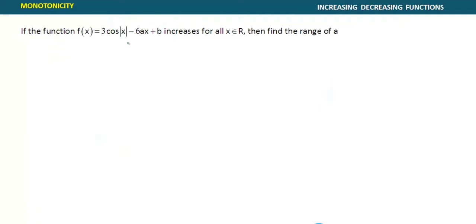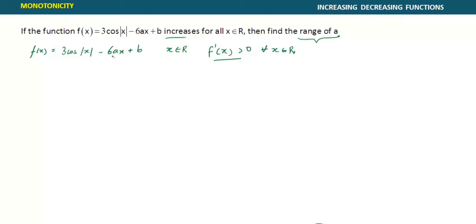Okay, so the next problem says that if the function is something like this, where f x is given to be 3 cos of mod x minus 6 a x plus b, so a is a parameter and b is also a parameter. This is given to be increasing for all x belonging to R. So for increasing I can say that f dash x will be greater than 0 for all x belonging to R. This is what is given to you. Now you need to find the range of values that a can take. This is your target.